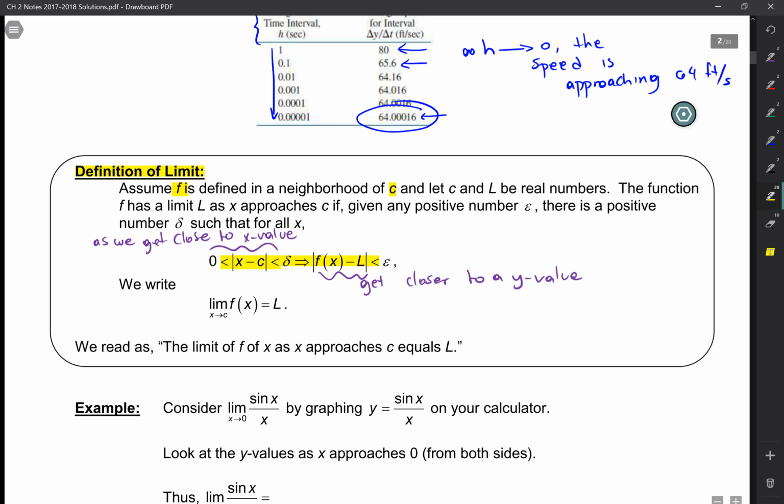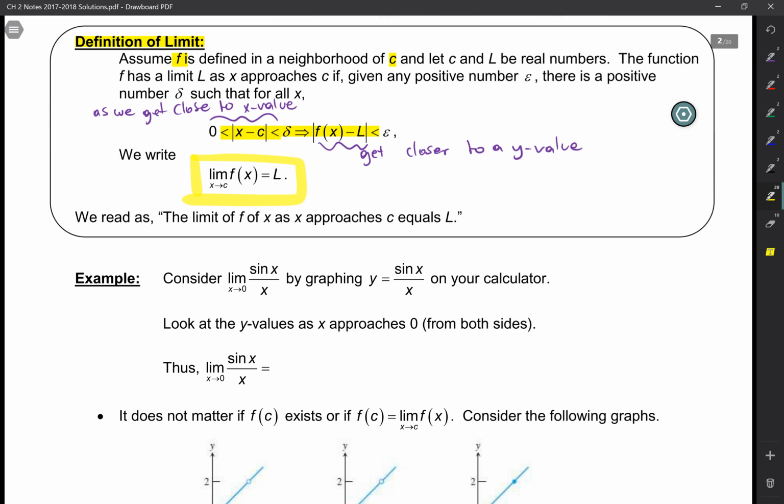Now, here's how the limit is written. The limit of f of x as x approaches c is equal to L. What this is saying is, as x is approaching c, what value vertically is your function approaching?